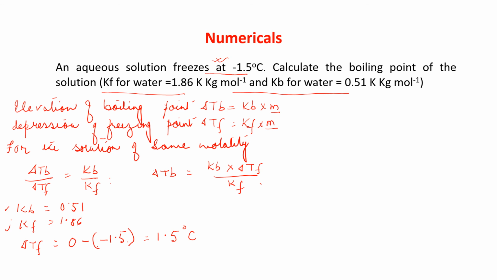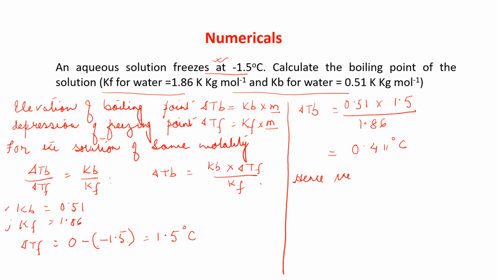Next. So you have to find out delta TB. So delta TB is equal to Kb, which is given, that is 0.51, into delta TF, which is 1.5, divided by 1.86. If you calculate this, you will get 0.411 degrees centigrade.